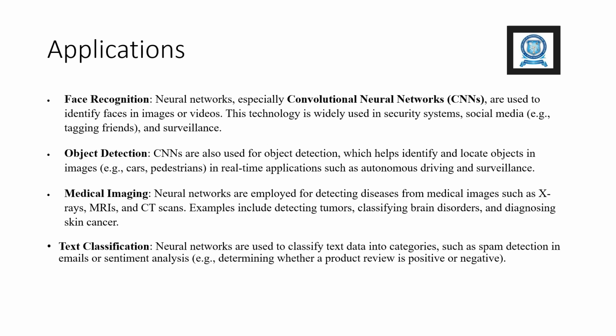Third one, medical imaging. Neural networks are employed for detecting diseases from medical images such as X-rays, MRIs, and CT scans. Examples include detecting tumors, classifying brain disorders, and diagnosing skin cancer. Next one, text classification. Neural networks are used to classify text data into categories such as spam detection in emails or sentiment analysis.